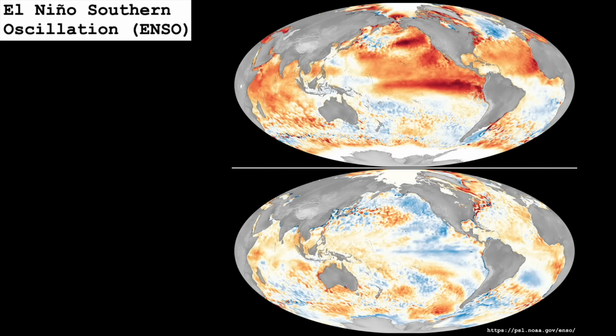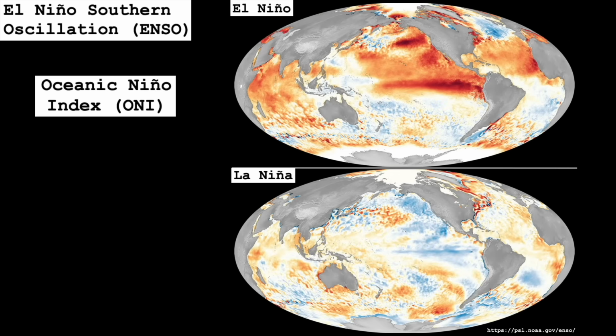As you may know, ENSO has different phases. In basic terms, if the sea surface temperatures in the equatorial Pacific are warmer than normal, as in the top panel, we are in an El Niño phase, whereas if the sea surface temperatures in the equatorial Pacific are cooler than normal, as you see on the bottom, we are in a La Niña phase. And if the sea surface temperatures in the equatorial Pacific are about average, we are in a neutral phase. Now, there are several indices one can use to quantify ENSO phase, and perhaps the most common is the Oceanic Niño Index, or ONI.